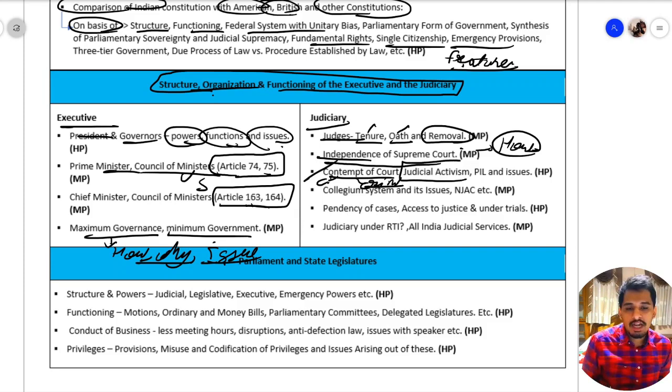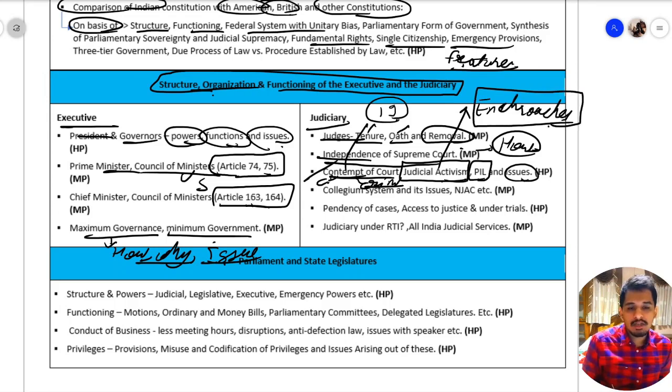Then we have judicial activism. What is judicial activism and what is PIL should be known to us. Then what are the issues with respect to contempt of court? One of the issues is that it goes against Article 19, freedom of speech. Then the issue with judicial activism is that it encroaches on the executive domain. Then we have PIL. One of the issues with PIL is that it leads to an overburdened judiciary. Then we have the collegium system and its issues, and NJAC should be known to you in brief.